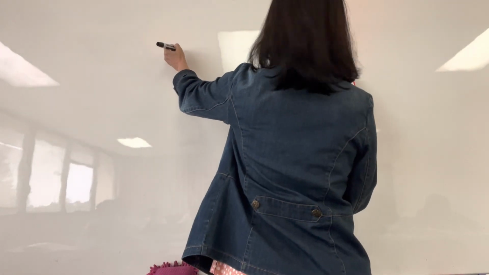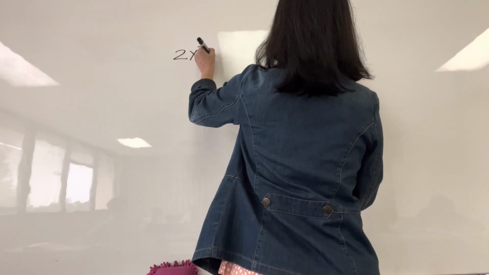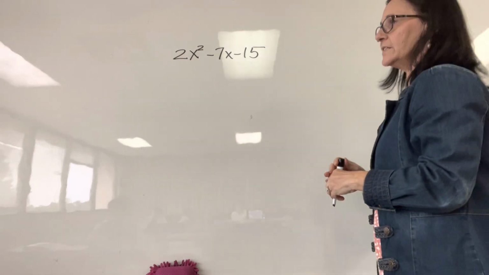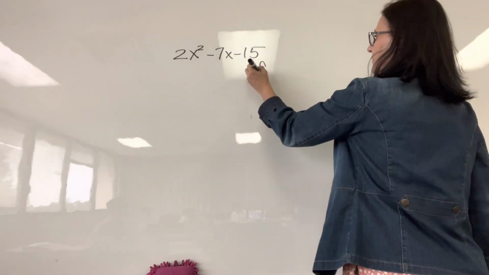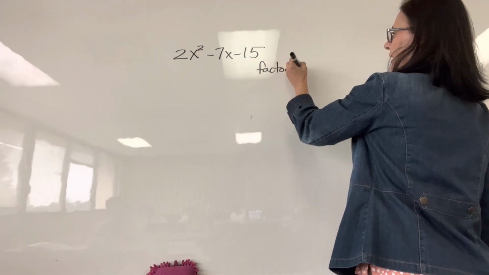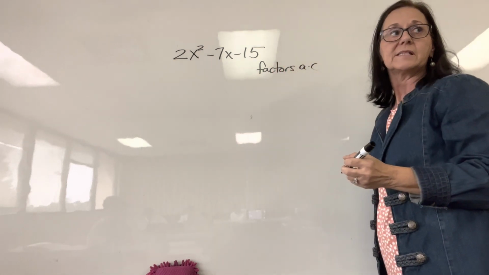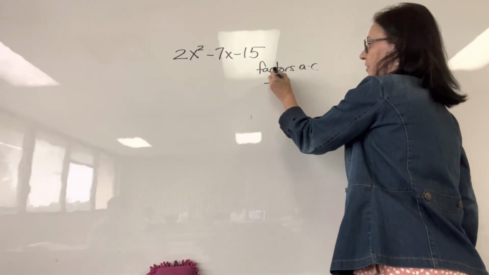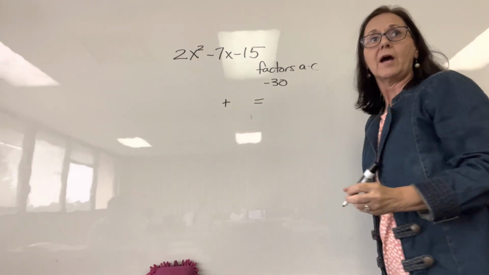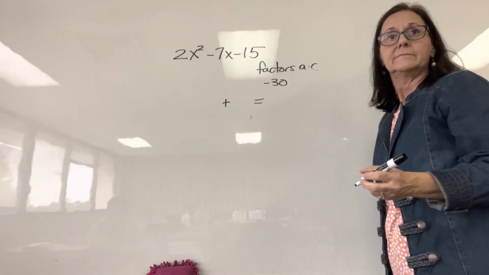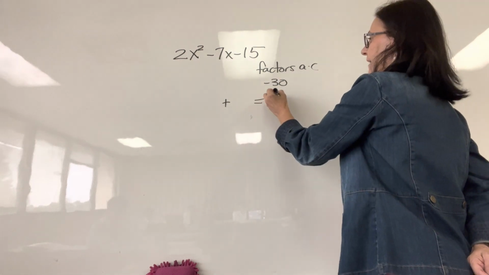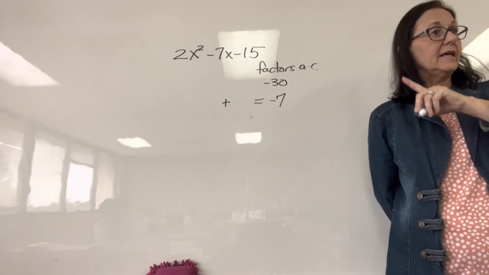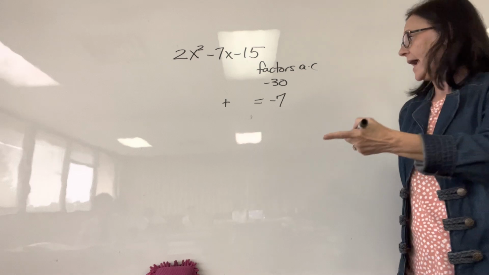All right. First, you have to have your equation in descending exponential order. All right. What's the first question I ask myself? Factors of what? A times C. What's A times C? 2 times -15 is -30. -30, such that we add 2 numbers and the result is -7, the B value. Okay, what are factors of -30 such that we add them, don't shout it out, and the result is -7.